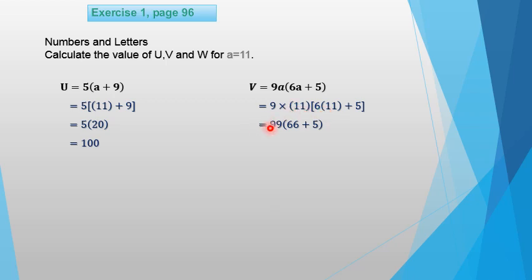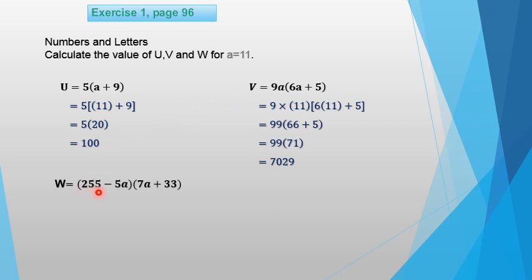9 times 11 is 99, and what's inside parentheses is 6 times 11, which is 66, and I have to add 5 to it. Now, which has more priority, multiplication or parentheses? Of course, parentheses. So we have to write 99 times. What's the answer of 66 plus 5? It's 71. So 99 times 71 is 7029. This is the value of letter V.